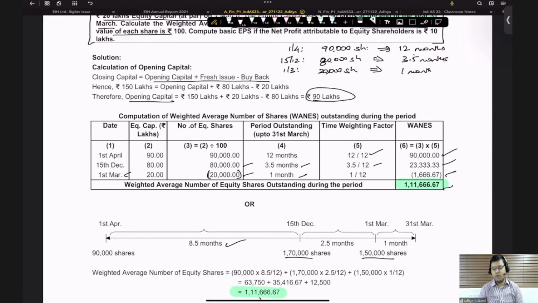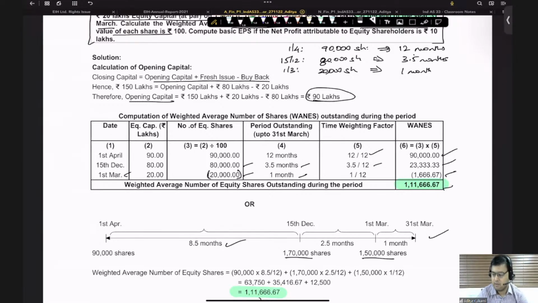Which method should we do in the exam? Either of it. Honestly speaking, either of it. But if you were to ask me, which one would you prefer? Would you prefer method 1 or would you prefer method 2? I would go ahead personally speaking with method 2.